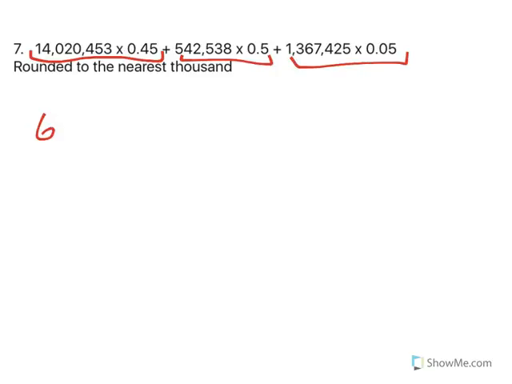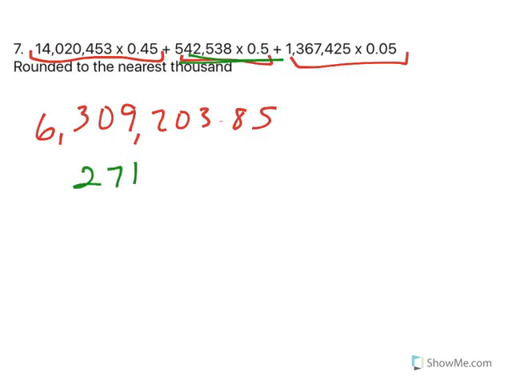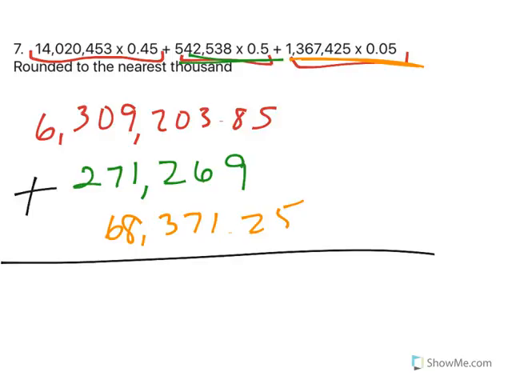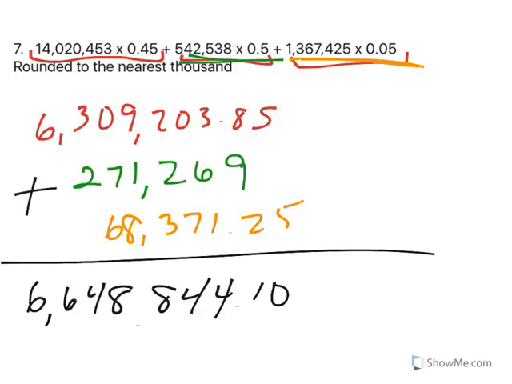So when I multiply it, I get 6,309,203.85. In this middle one, I get 271,269. And in this last one, I get 68,371.25. And you'll notice that they're all being added together. So when I add all of those together, I get 6,648,844.10. Round to the nearest 1,000.